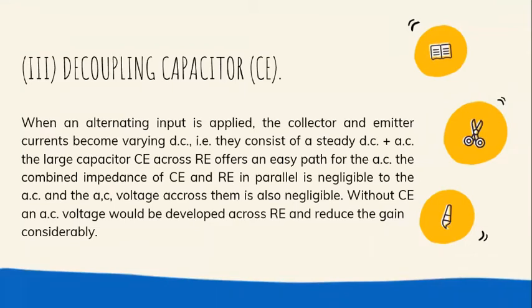The combined impedance of CE and RE in parallel is negligible to the AC, and the AC voltage across them is also negligible. Without the CE, an AC voltage would be developed across RE and reduce the gain considerably.